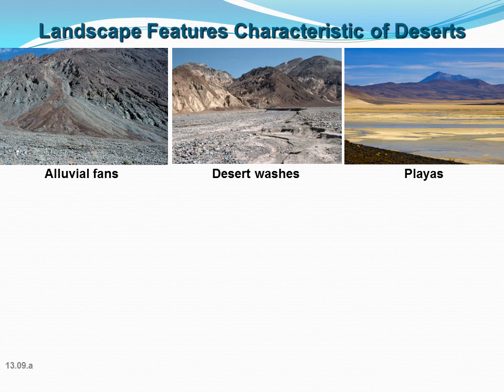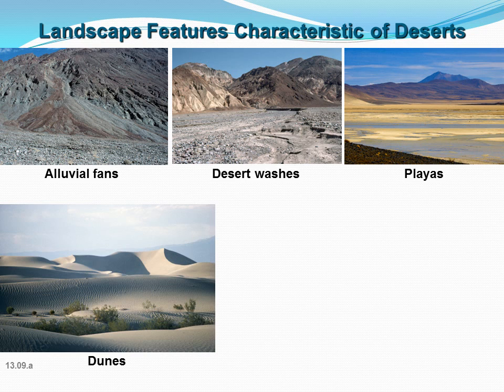Playas. Playas are shallow, closed basins that receive runoff but have no outlet. Oftentimes, these will be areas where water just sits and dries up in the desert. And so you can get what are called evaporite lakes. As this water is evaporating, all of the minerals get concentrated and you can get big deposits of salt, you can get big deposits of gypsum. They can be really interesting environments.